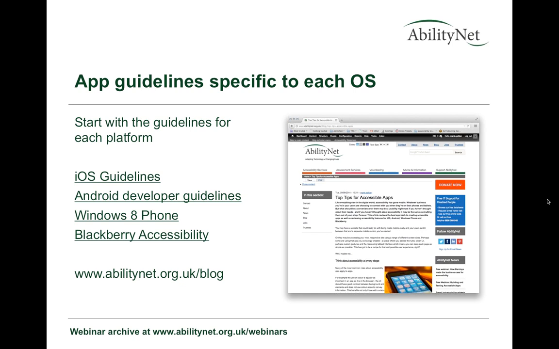I'd actually recommend that the best place to start is with the design and development guidelines released by each of the major platforms. So for example, Google and Android, Windows and BlackBerry will all have their own guidelines for developers and designers. And although these aren't all specifically aimed at accessibility, there are a lot of overlaps.